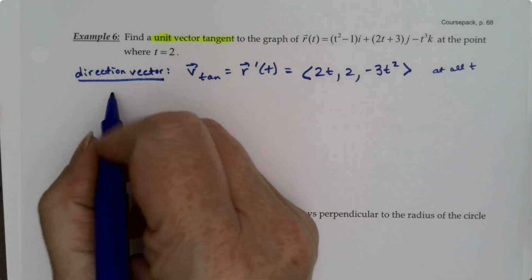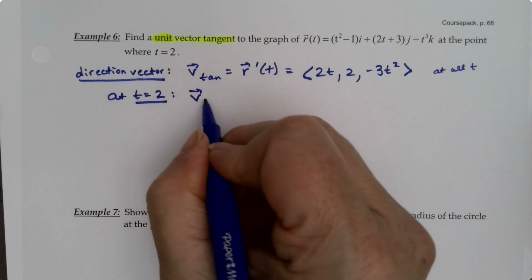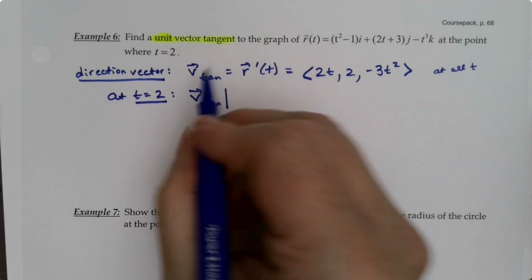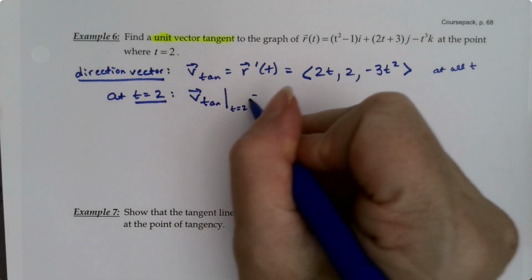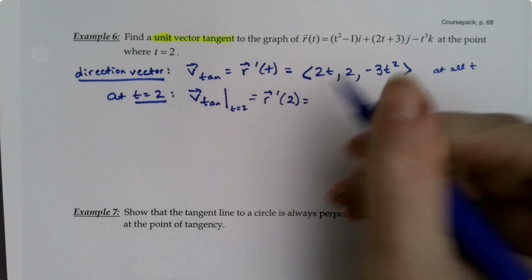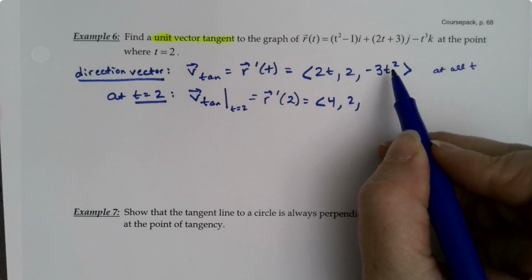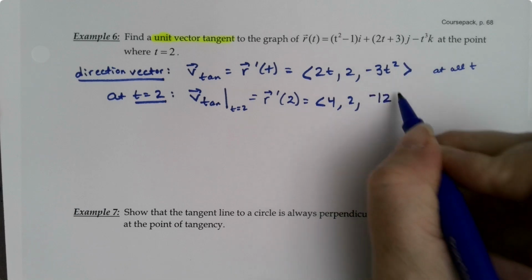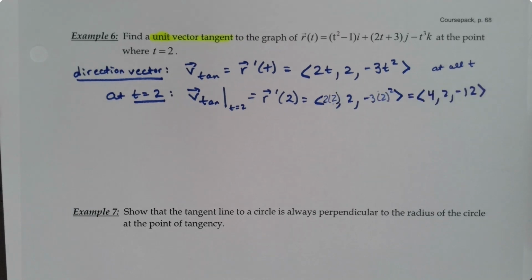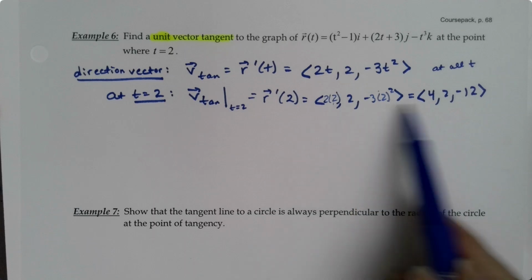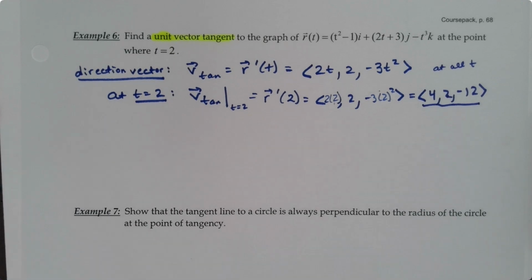So if I want it at the point we're looking for, at t equals 2, then the direction vector of the tangent is r prime at 2, which would be 4, 2, and then if I substitute 2 into here, 2 squared is 4, 4 times 3 is 12. I thought you might want to have the work there, so I just popped the work in. So positive 4, positive 2, negative 12.